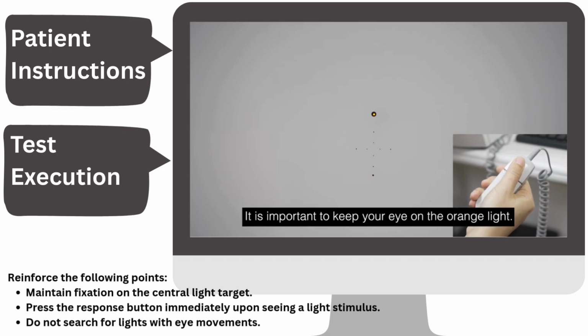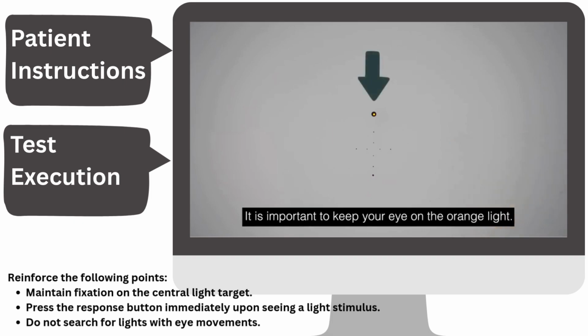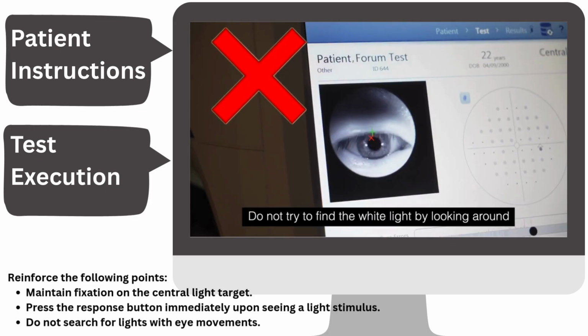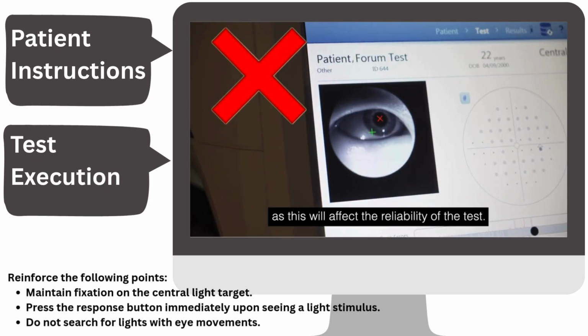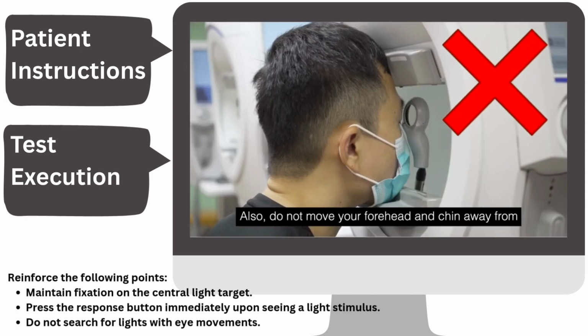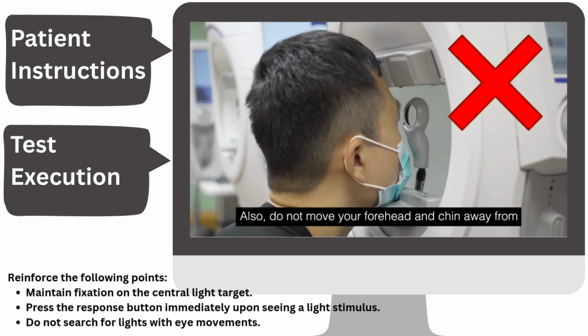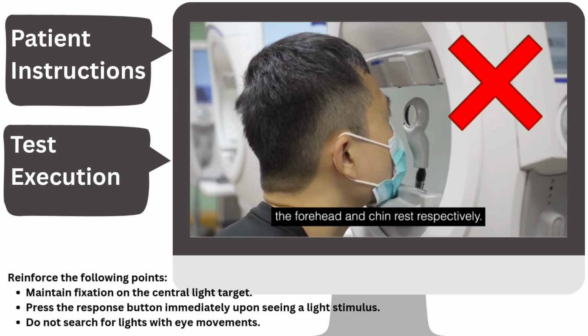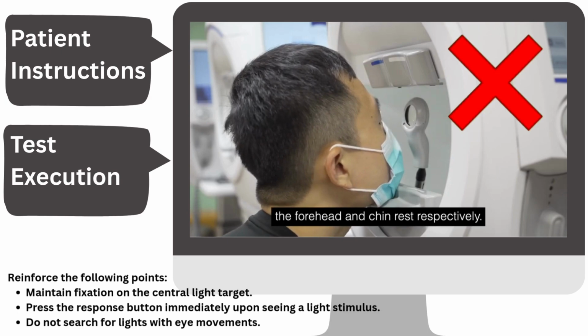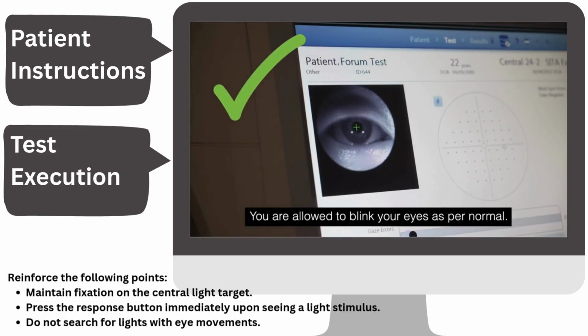It is very important to keep your eyes on the orange light. Do not try to find the white light by looking around, as this will affect the reliability of the test. Also, do not move your forehead and chin away from the forehead and chin rest respectively. You are allowed to blink your eyes as per normal.